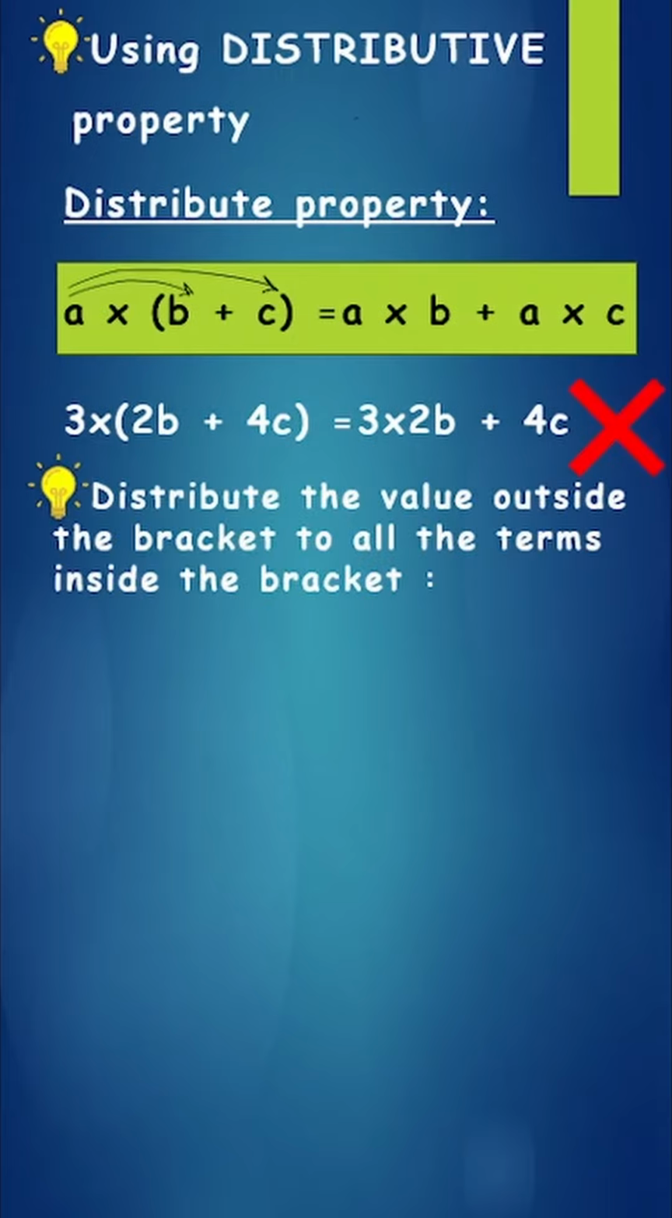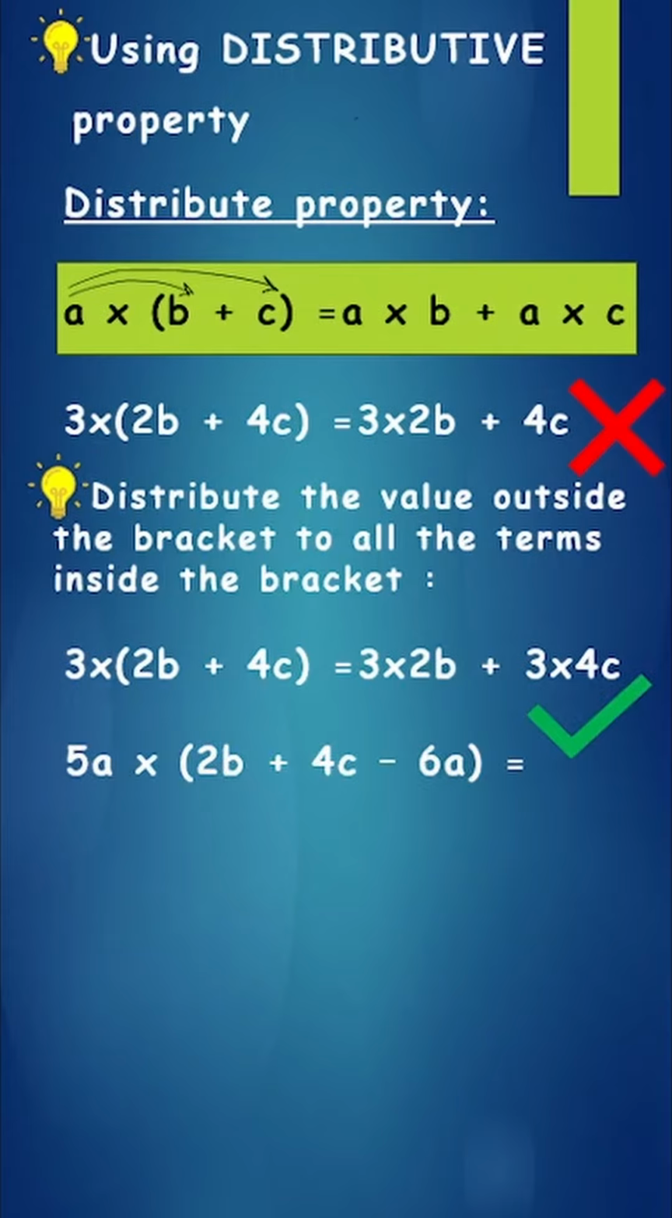We basically distribute the values which are outside the bracket to all the terms inside the bracket. 3 times 2b plus 3 times 4c. The 3 outside the bracket is distributed to all the terms which are inside the bracket. This is a correct method. Now, if we want to do it with more number of terms inside the bracket, the rule remains the same. So this 5a will be distributed with 2b also, 4c also, and minus 6a also. So we get the following result.